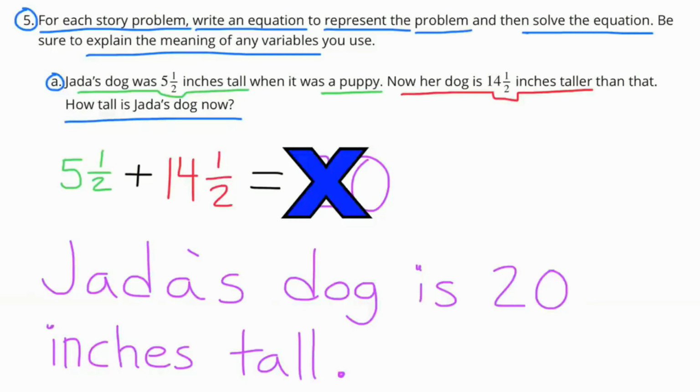This giant blue x covering up the 20 is the variable. It represents the height of Jada's dog. So the variable, in this case, is worth 20. Who knows how tall her dog might be in the future, and that variable would be worth a different value. But today, it's worth 20.